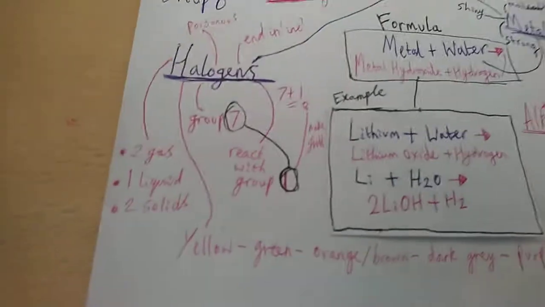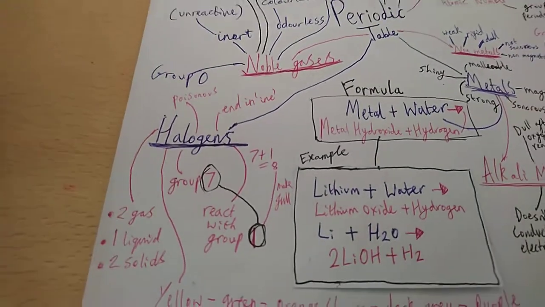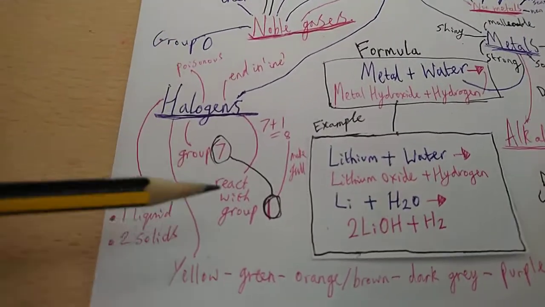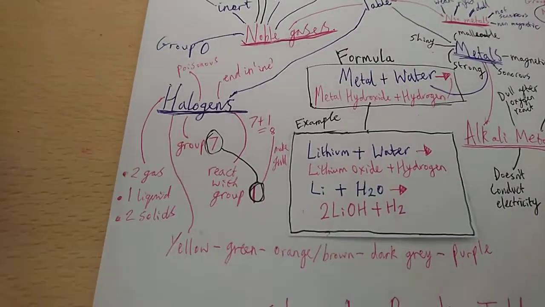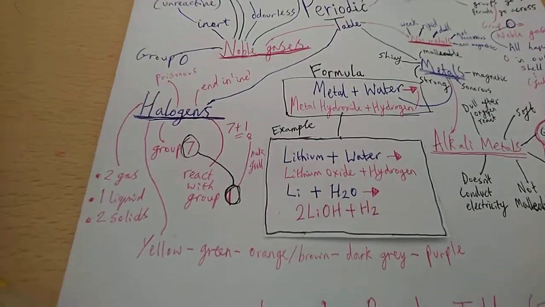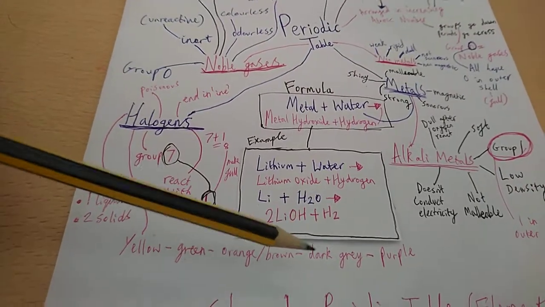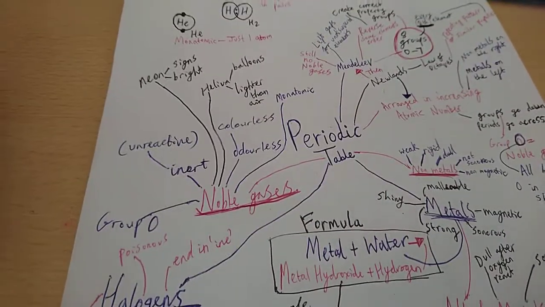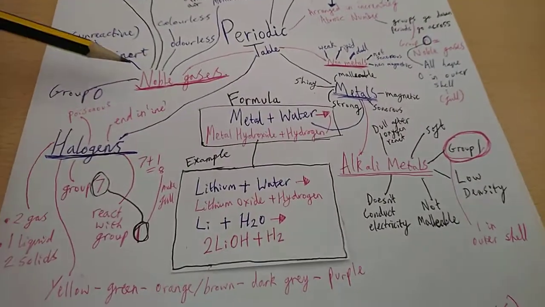So here, group 7, halogens. So they tend to end in ine, which is I-N-E. They're poisonous. They're in group 7, which means they react with group 1, as 7 plus 1 equals 8, which makes full outer shell. Halogens consist of 2 gases, 1 liquid and 2 solids. The colours of them go yellow, green, orange, brown, dark grey and purple. So that's descending. And those are the 3 specific groups we studied: halogens, alkali metals and noble gases.